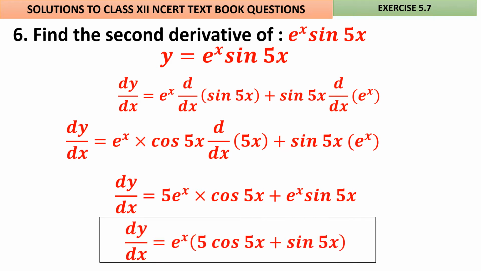I already told you that suppose if you can simplify it or take common outside, if it is possible in the first derivative, you can do it. But it can be written as e power x into 5 cos 5x plus sin 5x by taking e power x outside.